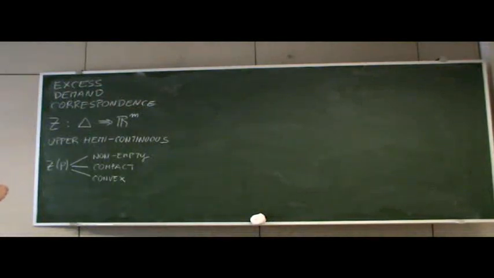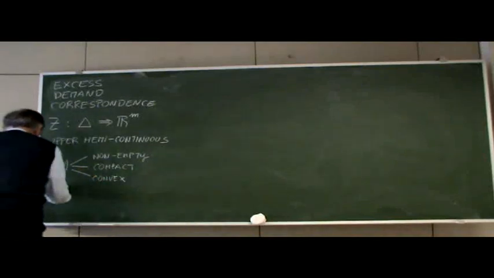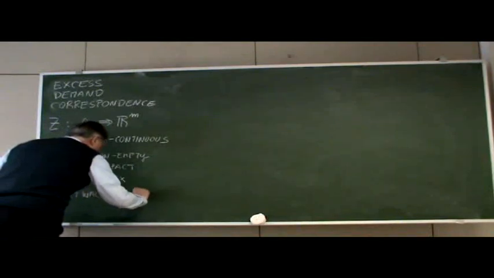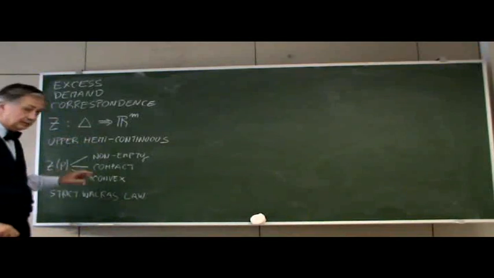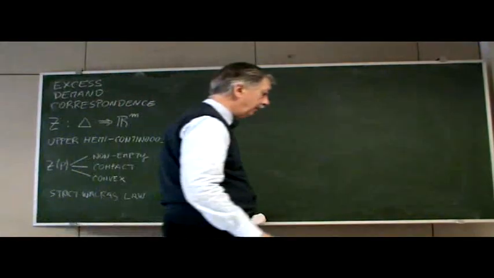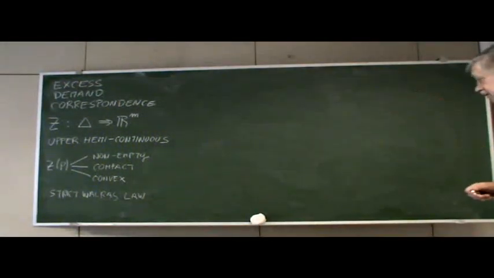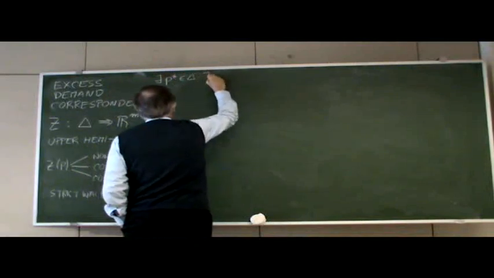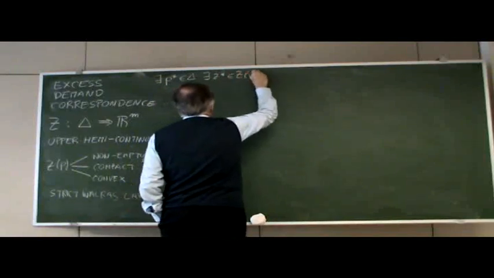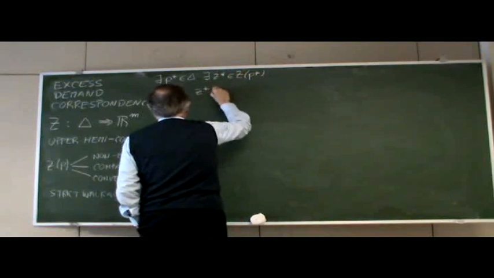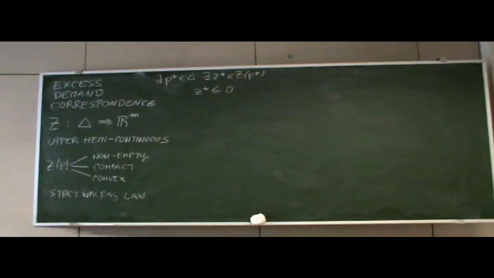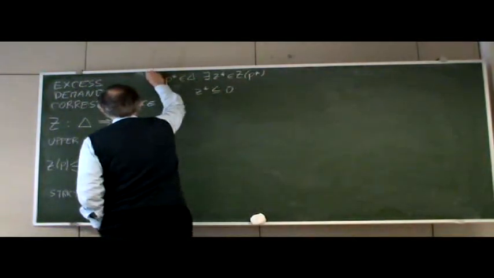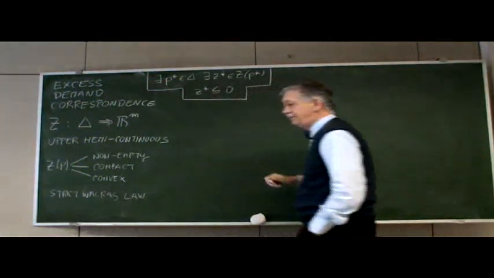Given all these assumptions, and the usual strict Walras' law, of course, every element of Z of P multiplied by P gives 0 as a value. Given all these assumptions, we shall prove the existence of a P star in delta and the existence of a Z star in Z of P star such that Z star has all non-positive components, a free disposal equilibrium, in the case of a correspondence. This is our thesis, to prove the existence of equilibrium in the case of a correspondence.